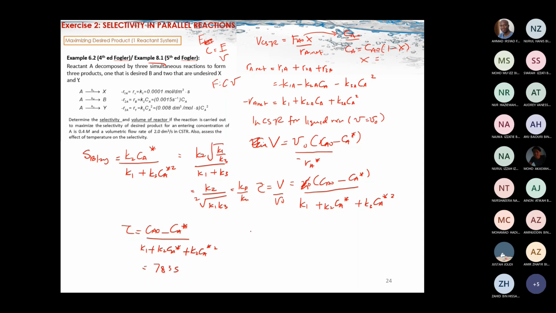Okay, so once you get that, you can get what is volume. So volume is equal to V0 times with the tau. Okay, so V0 itu adalah 2 decimeter cube over second yang provide in the question. Alright, times with the 783 second. Okay, then you will have 1566 decimeter cube. Okay, faham ke so far? Ada yang nak bertanya ke?